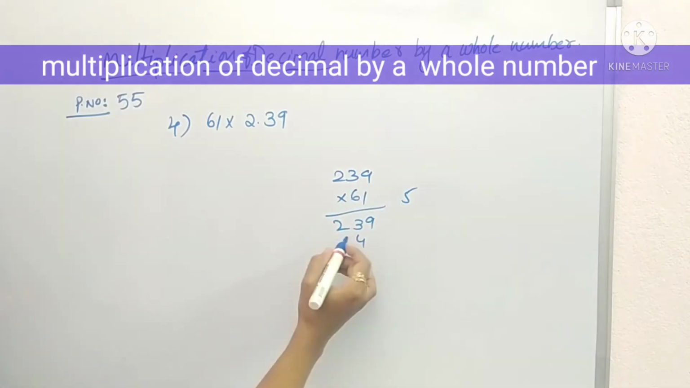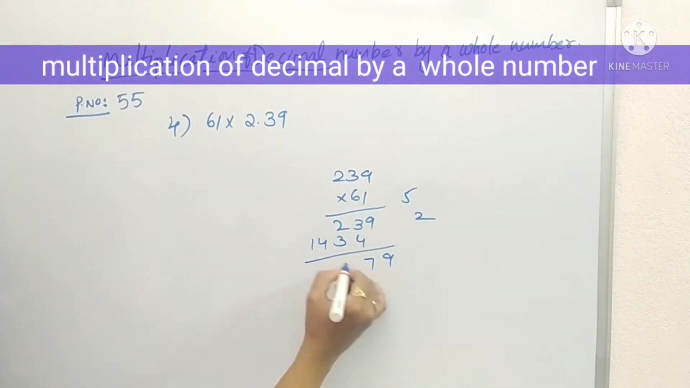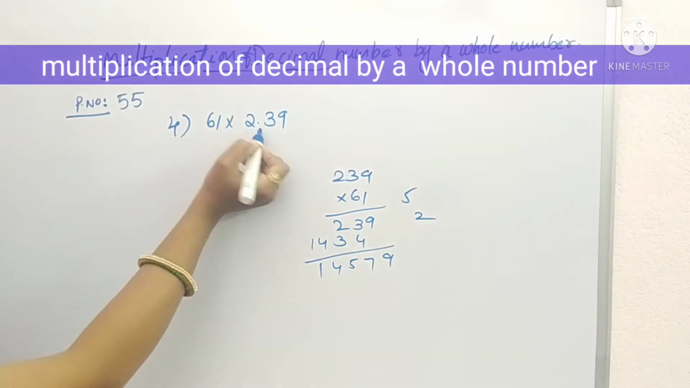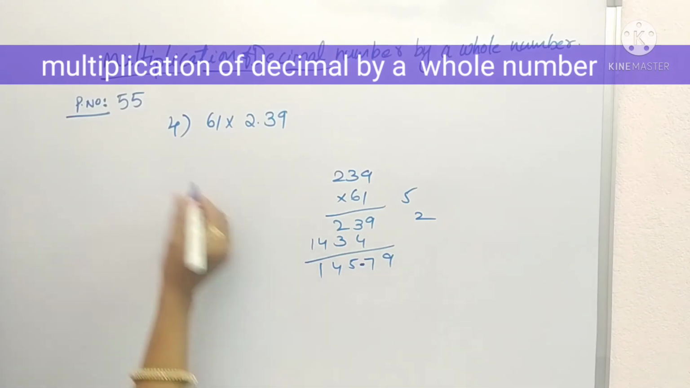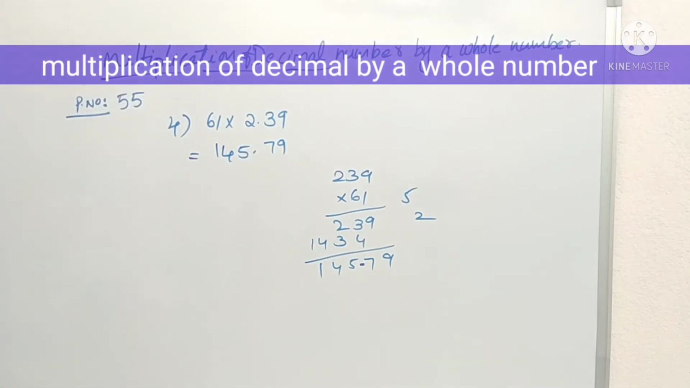54. 6 3s are 18 plus 5, 23. 6 2s are 12 plus 2, 14. Right? So this is 14,579. So now we have to put the decimal point after 3 digits. From right side only you have to count 1, 2. So this answer is 145.79. Okay. So like this we can multiply a decimal number by a whole number.